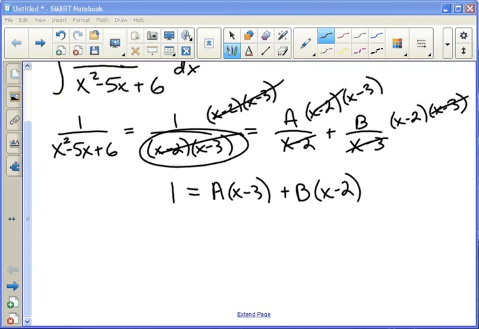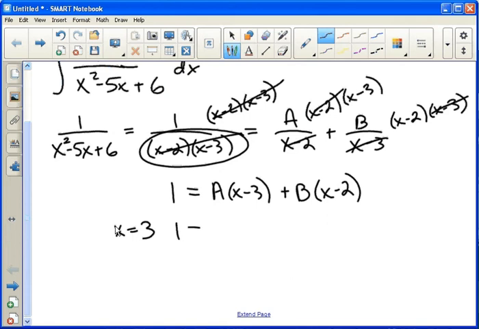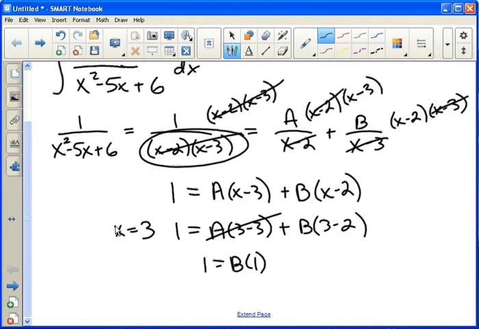So here's what I mean. Let's just look at this first term, A times x minus 3. If I choose x equals 3 and then plug that in for x, I'll get A times 3 minus 3 plus B times 3 minus 2. Well, 3 minus 3 is just 0, so that term just cancels out, and I get 1 equals B times 1, so B is just equal to 1.